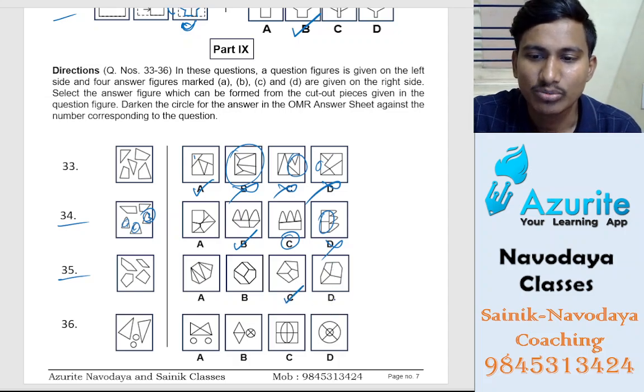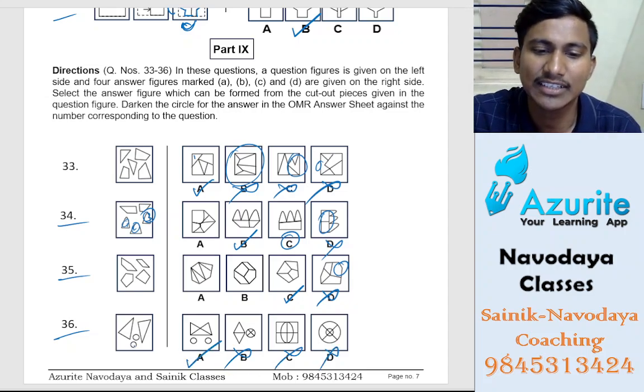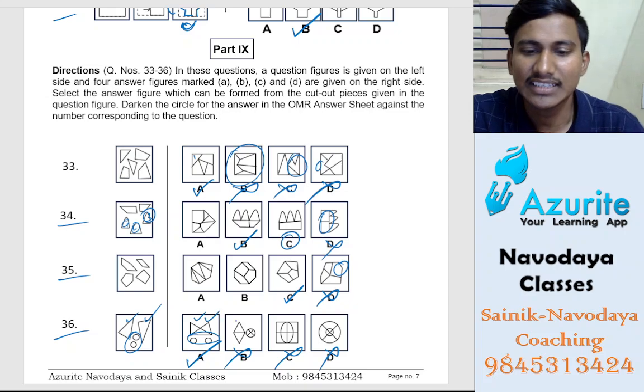Perfectly it is there. But in option D it is not proper. That is why it is not the answer. So option C is the answer here. Now next, 36. Here B will not be the answer, C will not be, D will not be the answer. Then you can mark A as the answer, right? There are two circles here and two triangles. Understand? Like this you have to do.